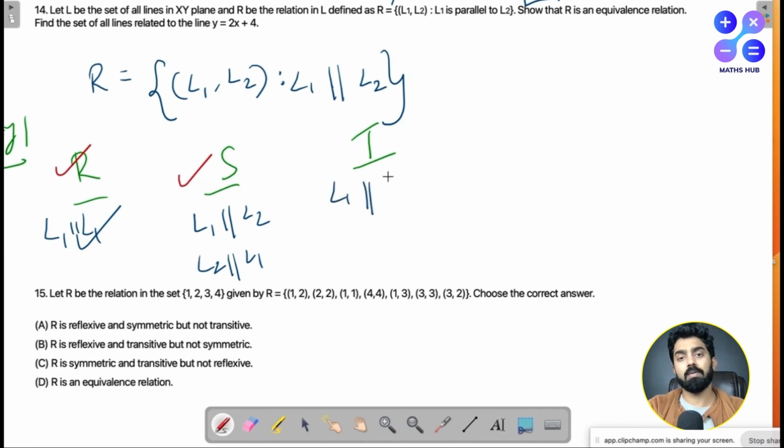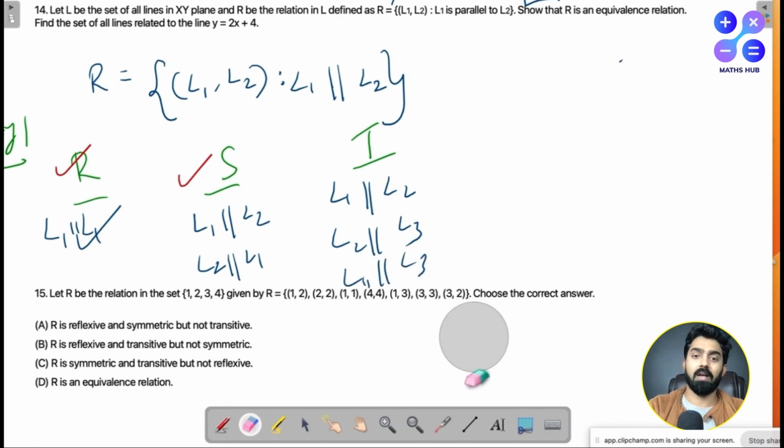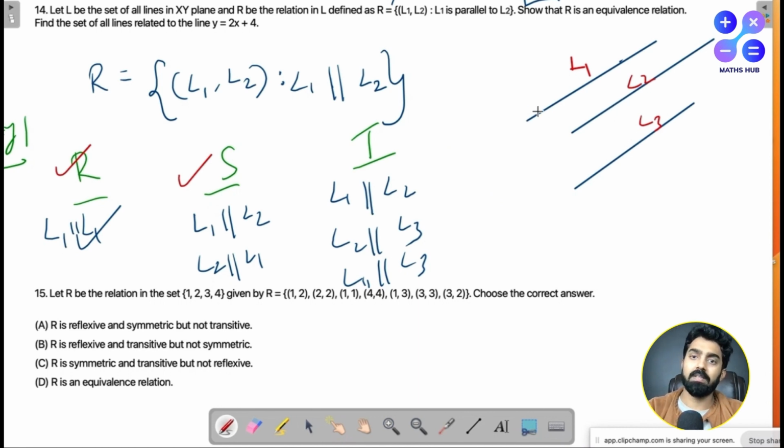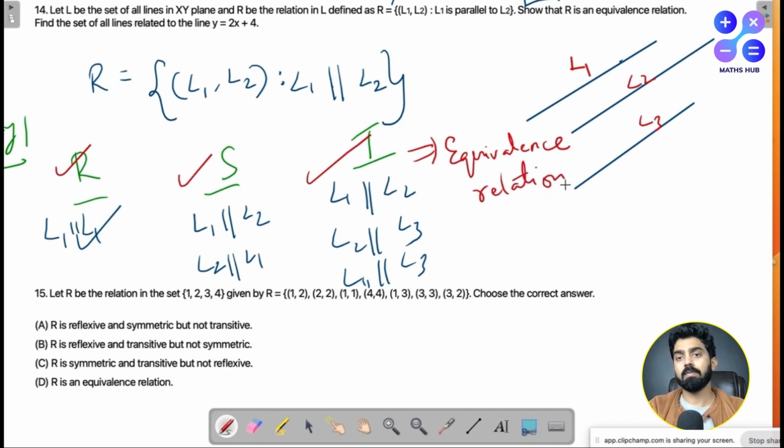If L1 is parallel to L2 and L2 is parallel to L3, will L1 be parallel to L3? Of course. If you have a line L1, a line L2, and a line L3, and L1 is parallel to L2, and L2 is parallel to L3, then obviously L1 will be parallel to L3. So this also holds true. So this is an equivalence relation. Show that R is an equivalence relation. It is an equivalence relation.